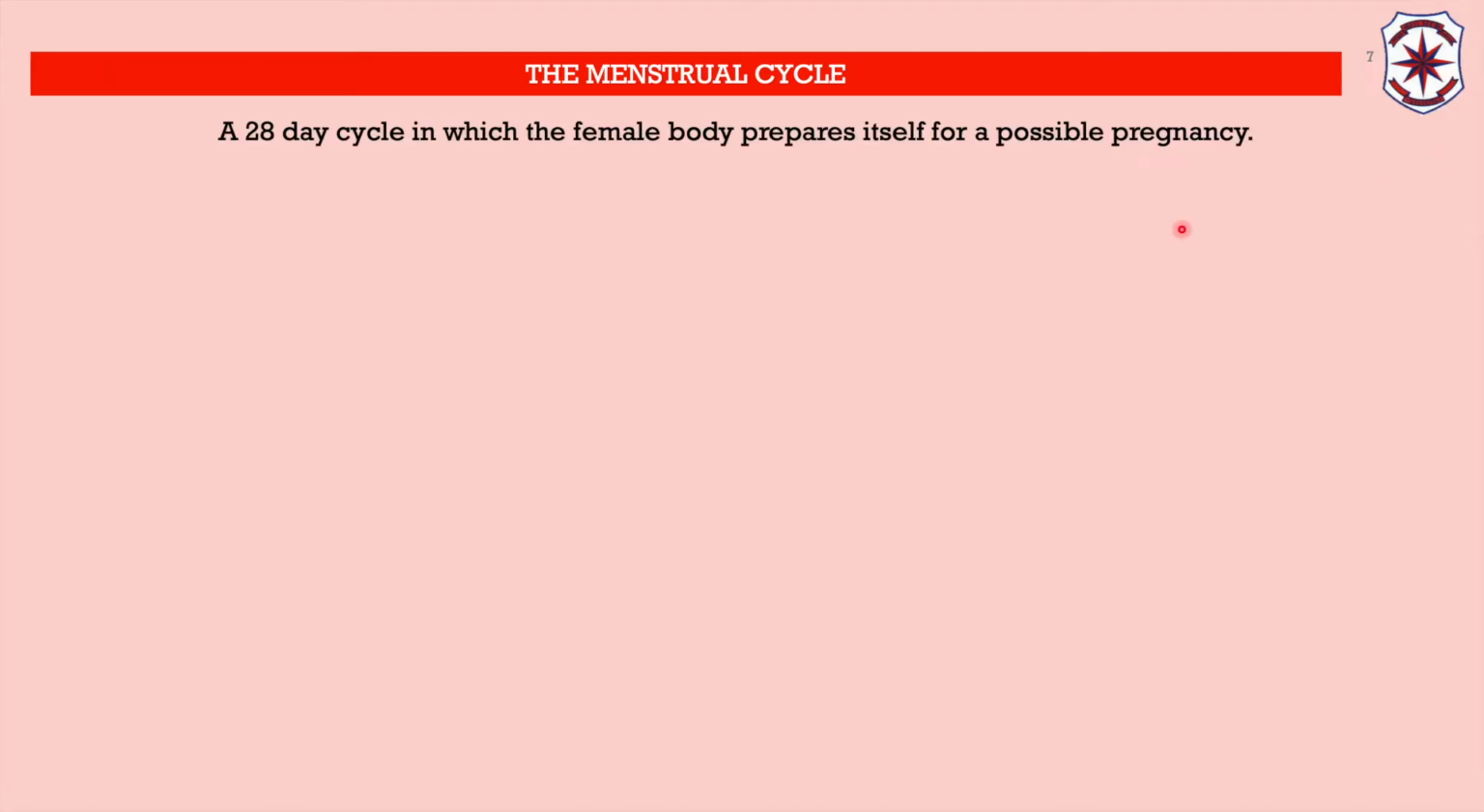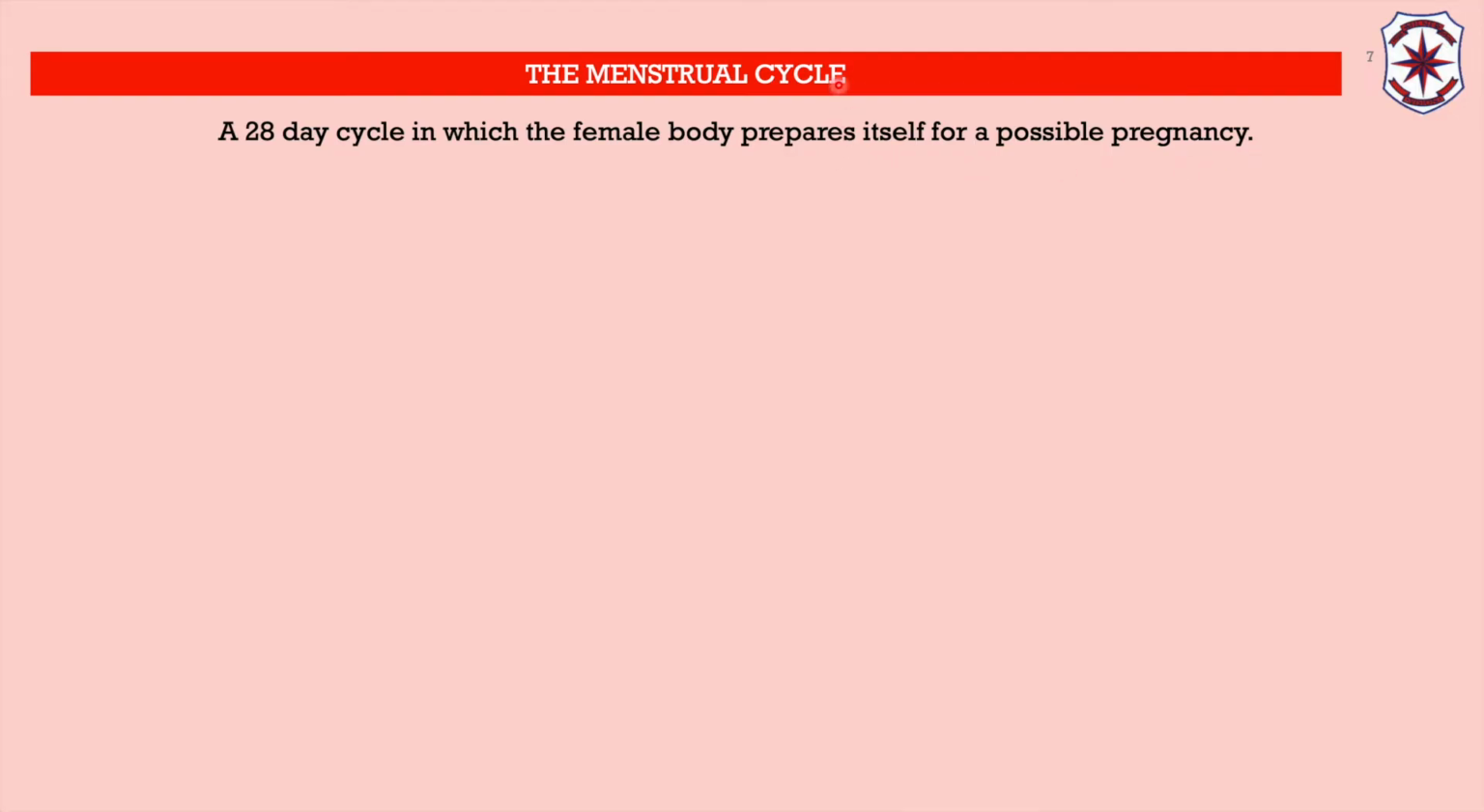So, with regards to the menstrual cycle, what exactly are we talking about? The menstrual cycle is a 28-day cycle in which the female body prepares itself for a possible pregnancy. Remember, guys, the term menstruation and the menstrual cycle do not mean the same thing. Menstruation is a part of the menstrual cycle, but they are not synonymous. They do not mean the same thing.